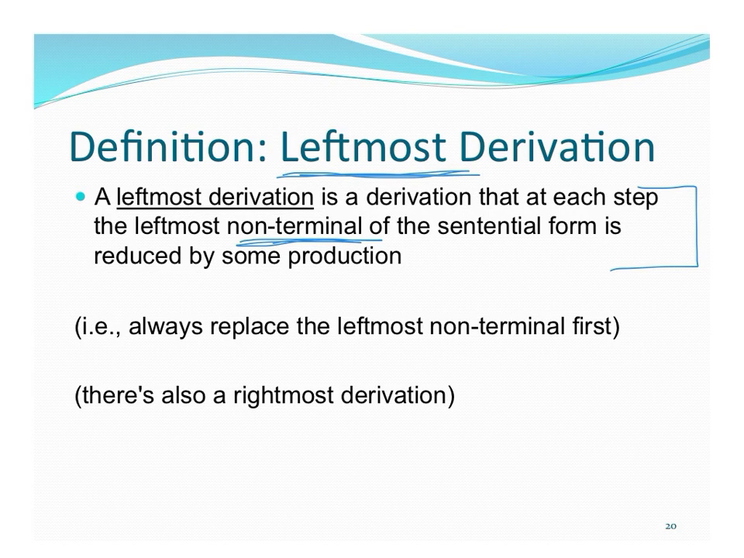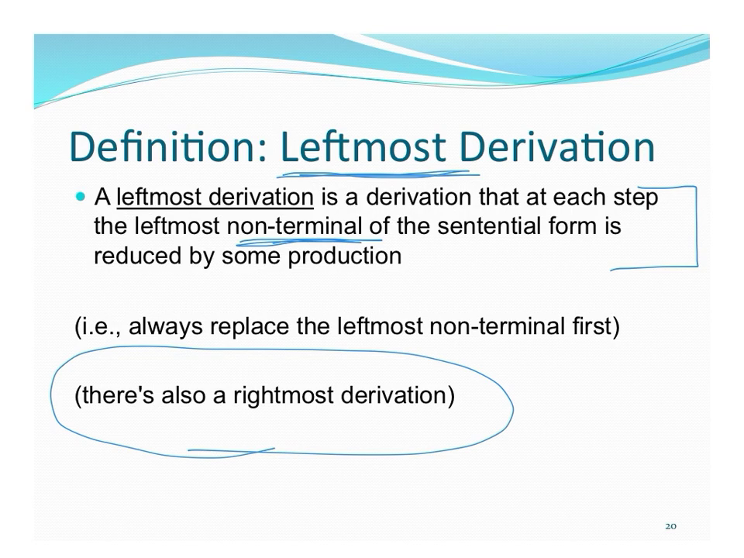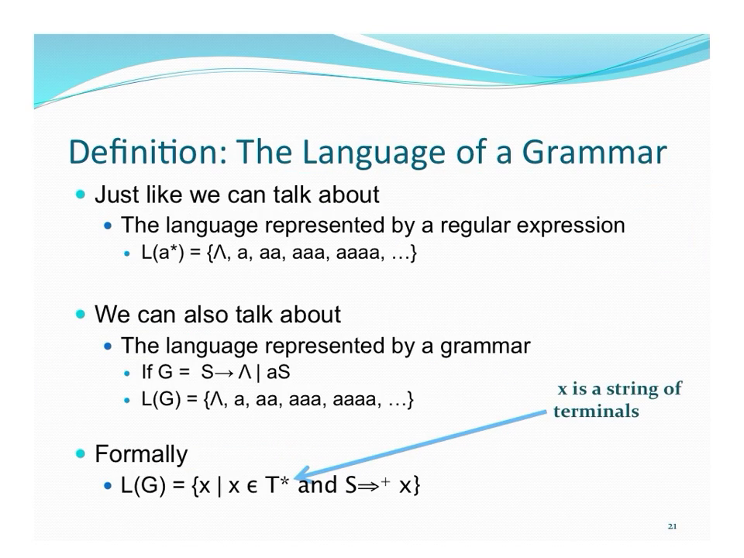And of course, there's another term which is called the rightmost derivation, and you won't be shocked to hear that it's the same thing, in which it always has to reduce the rightmost non-terminal first.